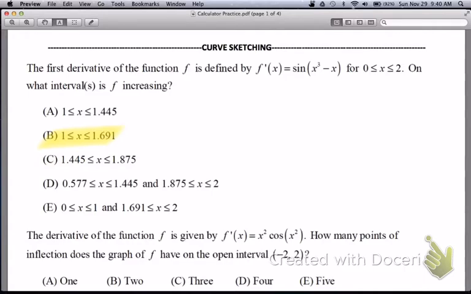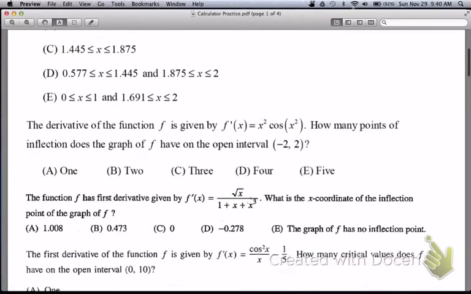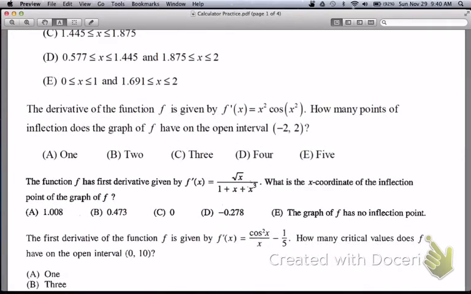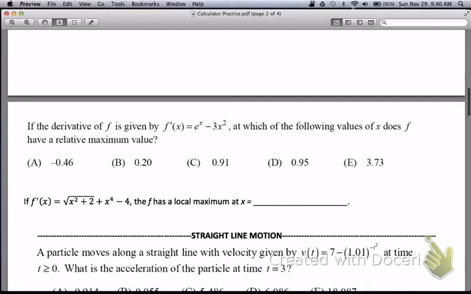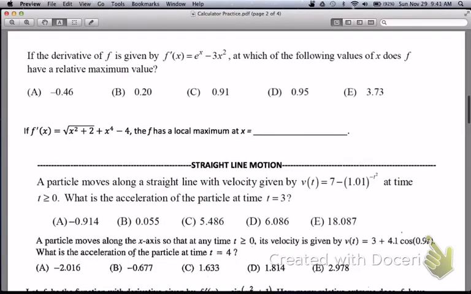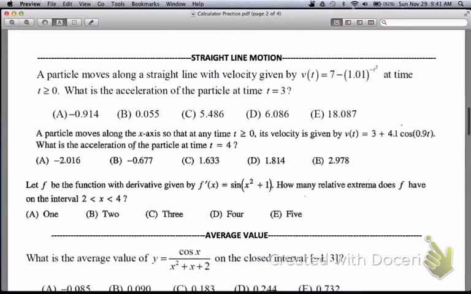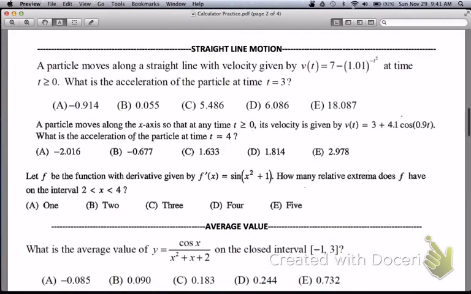All right, so that's number 1. I'm going to let you guys try these other ones in this section on your own. There are 1, 2, 3, 4, 5, 6 more problems in that curve sketching section. Again, I want to see how well you can do on your own, so I'm not going to go through those answers with you yet.